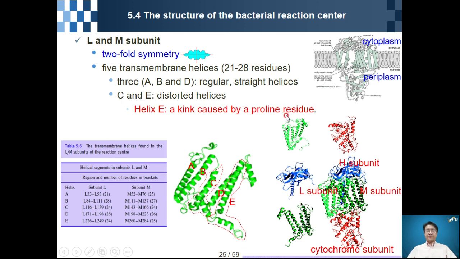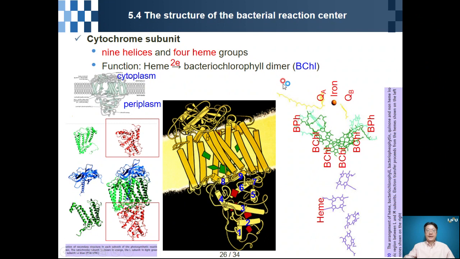In this slide, I will explain the final subunit in the bacterial reaction center. This is the cytochrome subunit, which is located in the periplasm. The cytochrome subunit is composed of 9 alpha helices, 1, 2, 3, 4, 5, 6, 7, 8, 9, and it also contains 4 heme groups, 1, 2, 3, 4.